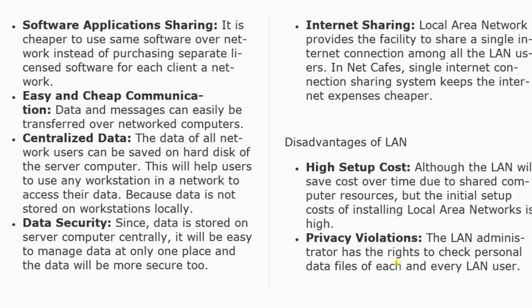Easy and cheap communication. Data and messages can easily be transferred over network computers. Directly, you can transfer the data from one computer to another computer within a fraction of a minute. Centralized data. All data are stored at one place. Then the advantage is we can save the hard disk data at one place. Even we can save the memory. Even the memory is one costlier device. We can save the money by using only one storage device at the central computer.